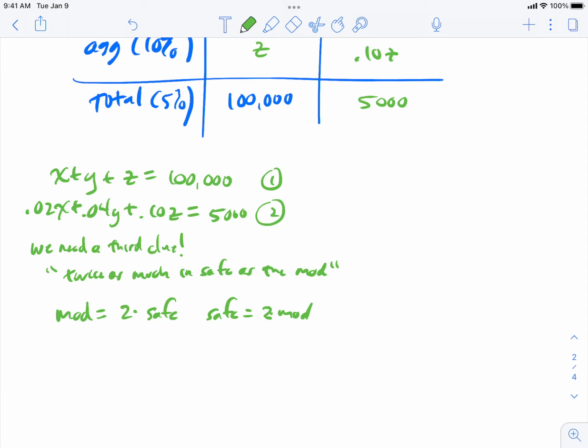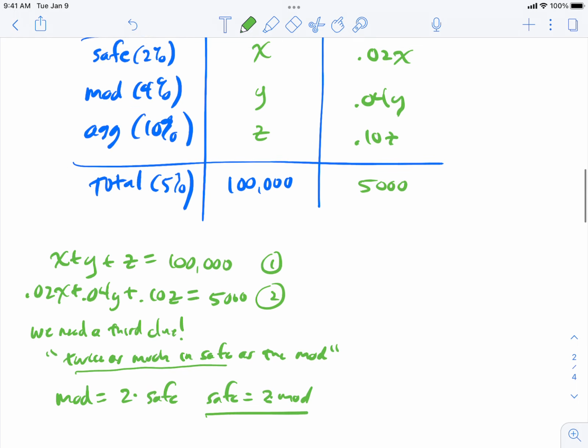So again, remember that clue. You can look at this and ask yourself, which has more, the safe or the moderate? Twice as much in the safe makes it sound like the safe account has more money in it. Which one of these two equations makes it look like the safe number is bigger than the moderate number? It has to be this one, because you're going to take whatever the moderate number is and double it to get a really big number, which is how much is in the safe. So it's a really handy-dandy thing you can do to make sure you use the right equation. It's this one.